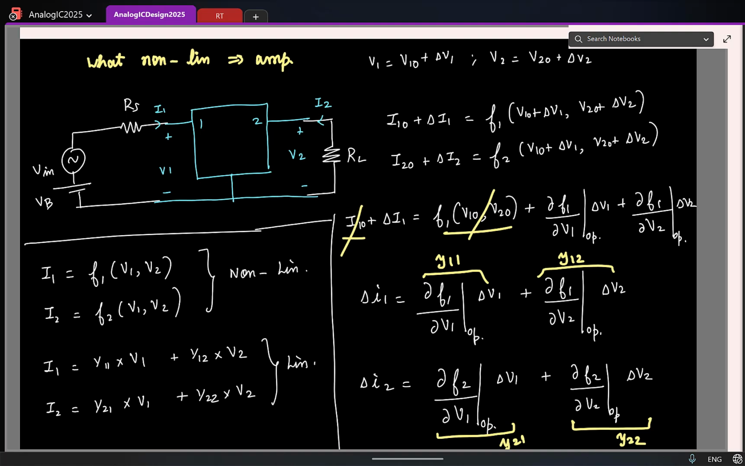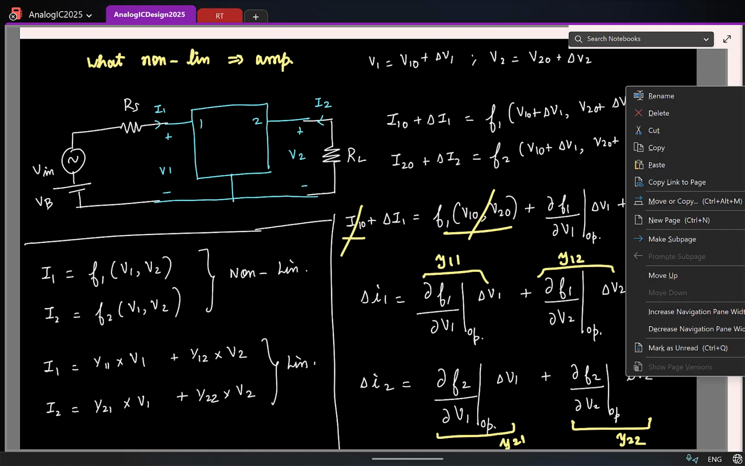Correct. Y11 is essentially partial derivative of the function f1 with respect to v1, and you have to evaluate this at the operating point. For a one-port network, you didn't have any confusions. You just had one slope because you had one voltage, one current. You find the slope of the nonlinear characteristic at that operating point. Here you have two variables, so you have to do partial derivatives.